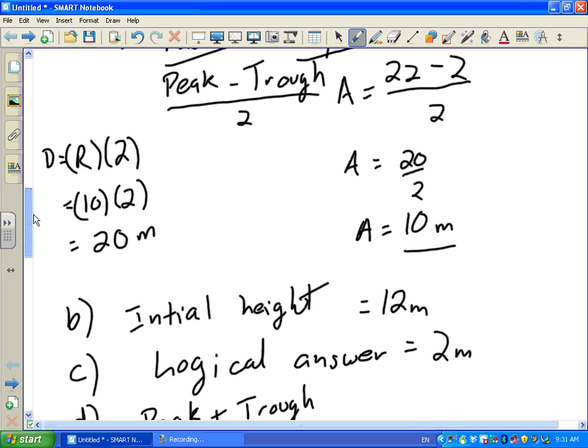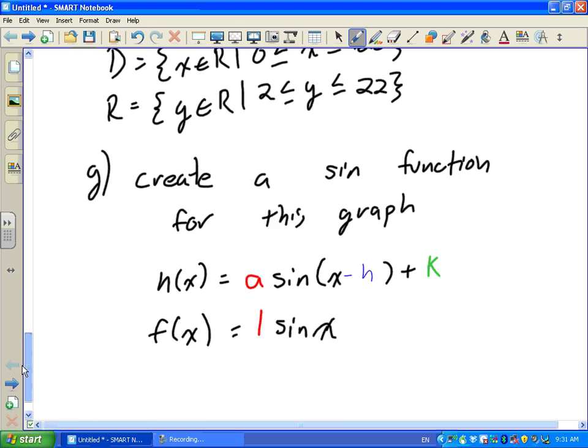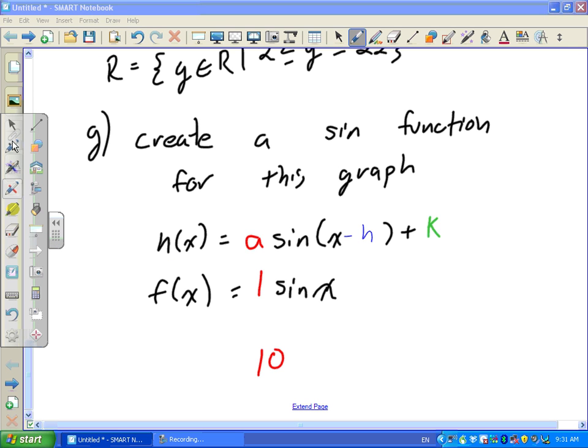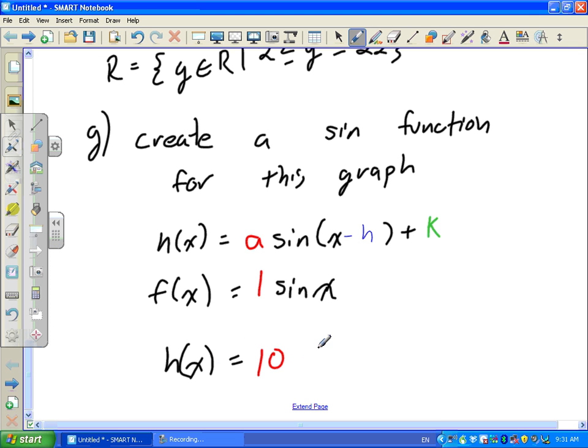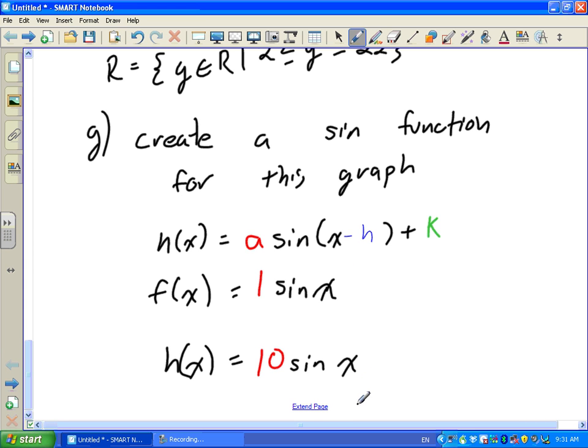What was our new amplitude? 10. So, what should our new A have become? 10. Very good. That's okay. So A is 10. I told you to make a sine function, so you would have written sine in there. Now, I know this is where many of you got confused with the H. Technically, we have no movement on the H. The period would have confused you. The only other letter I was looking for was K.